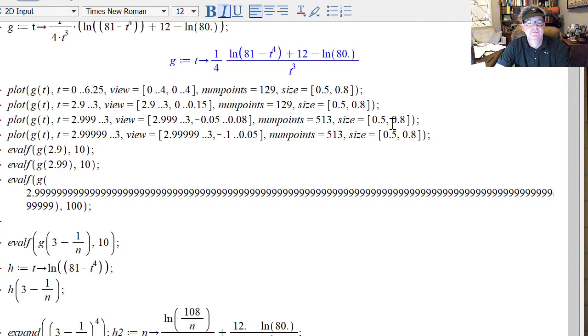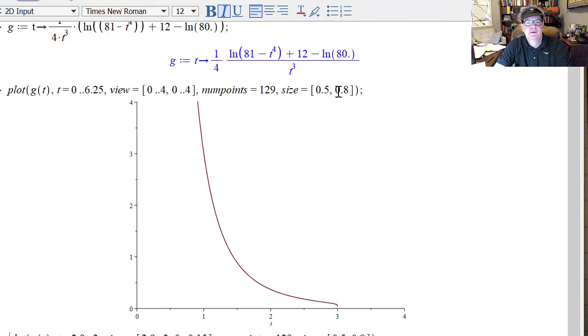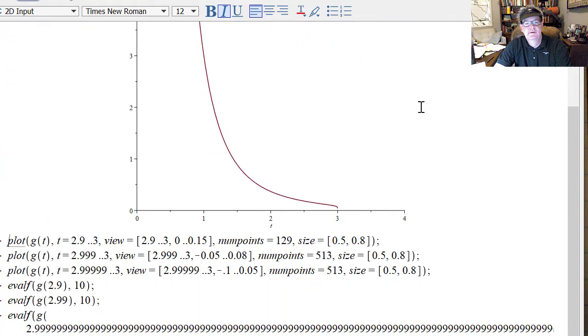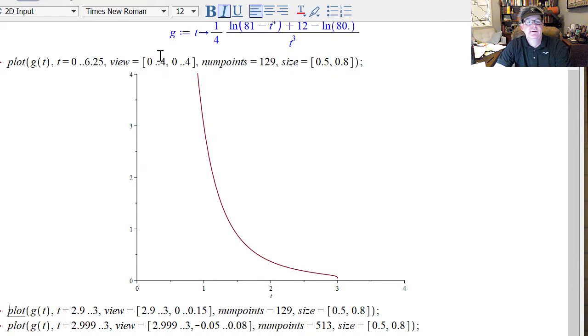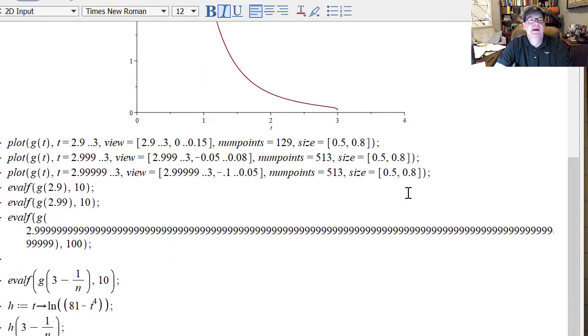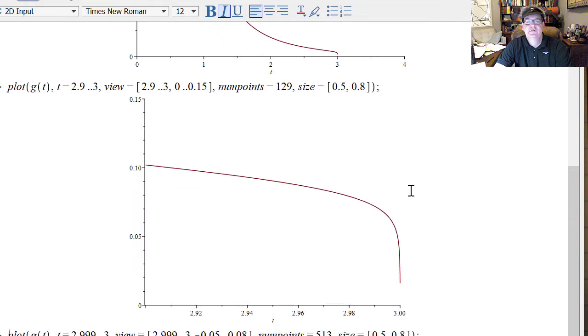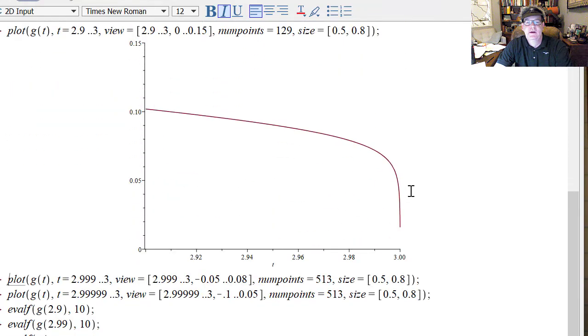There it goes. Yeah, that's what we saw before. Look, you can see it dip down a little. Now, if I zoom in, it looks a little flat and then goes down. Where am I at? I'm around 0.05. It looks like it's going down.